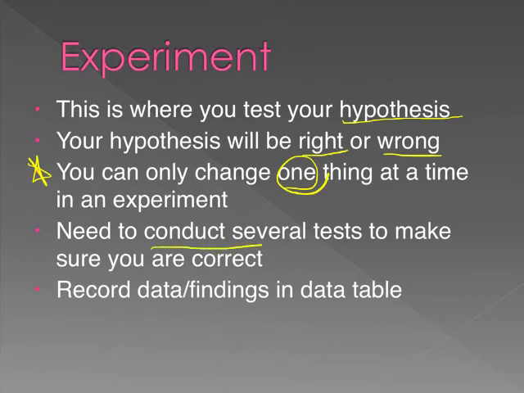You need to conduct several tests to make sure that you're correct. I say this because if you run one test and the results are kind of skewed and kind of what you didn't expect, and you kind of go with that, you don't really have valid results. So if you run a couple of tests, you'll kind of see, oh, maybe I messed up something on that first test, but the other 4 say that my results should be around this certain number. And finally, record your data and findings in a data table. This will allow you to visually see what your findings were for your experiment.